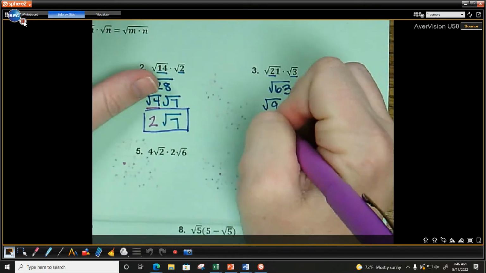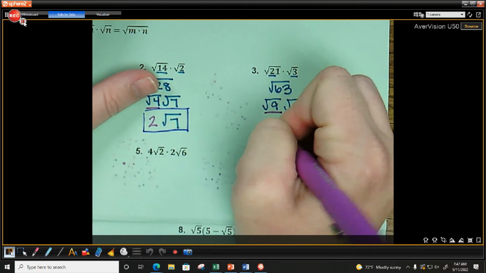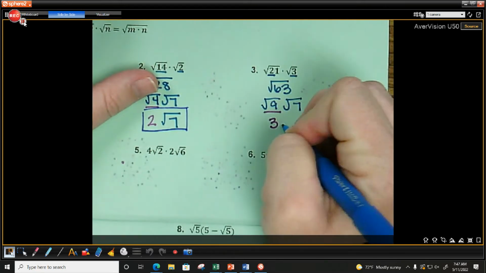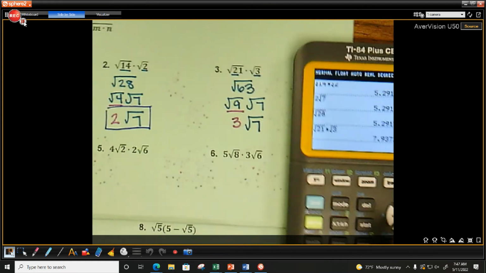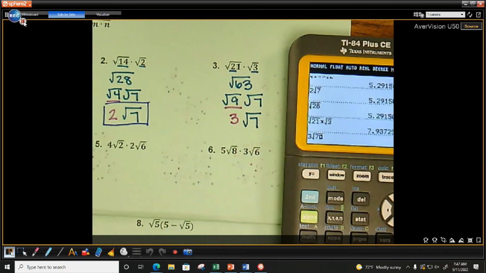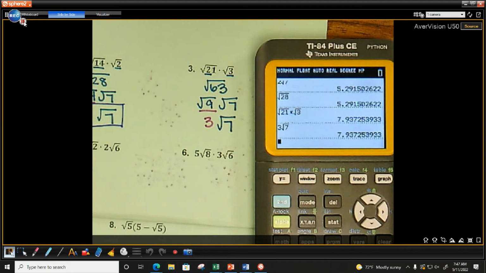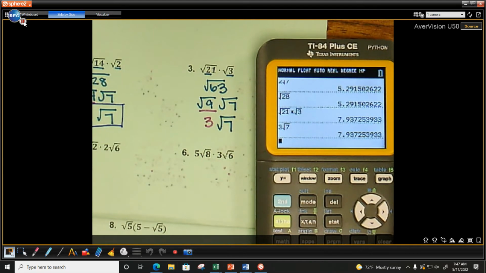What's the square root of 9? 3, so 3 square root 7. I can then check in the calculator again to make sure that these are equivalent to each other. And they are. Okay? Walked around, I saw lots of good answers. We good with those? Yes? Okay, what do we notice about the next row that's slightly different?